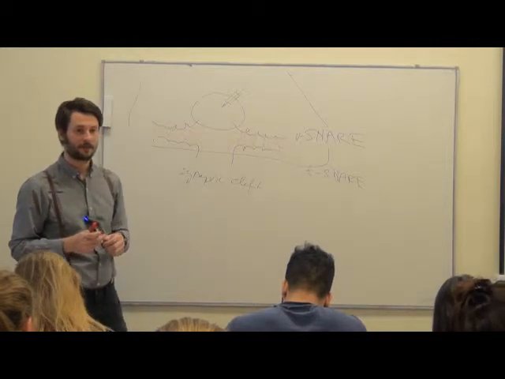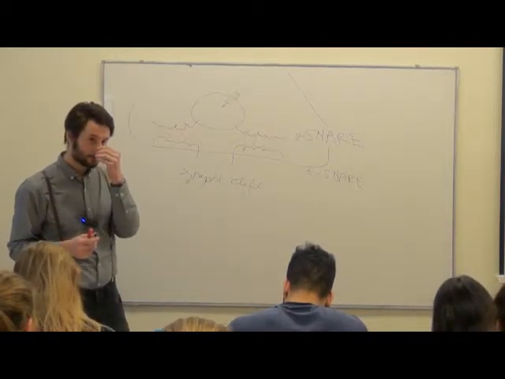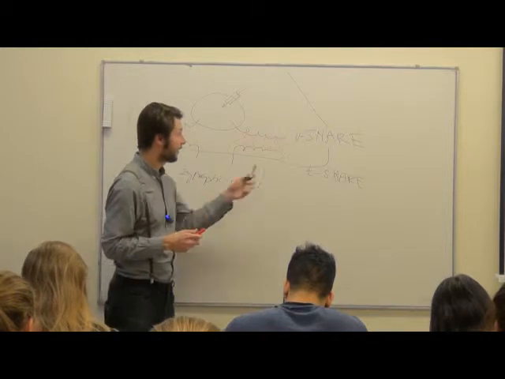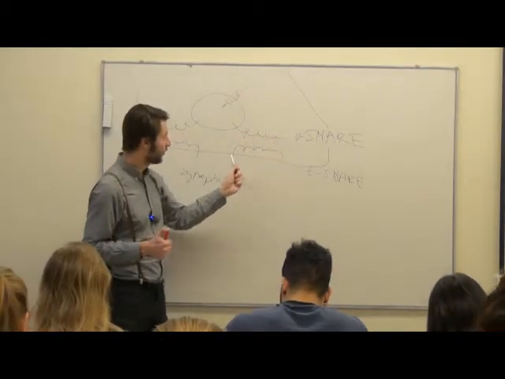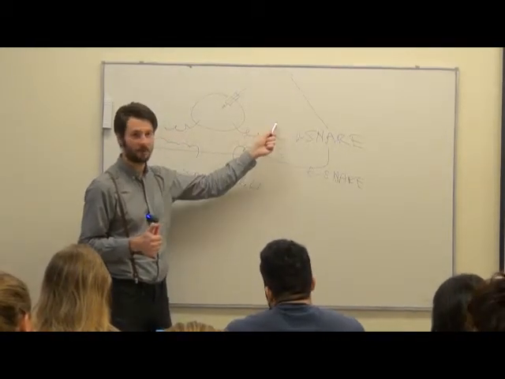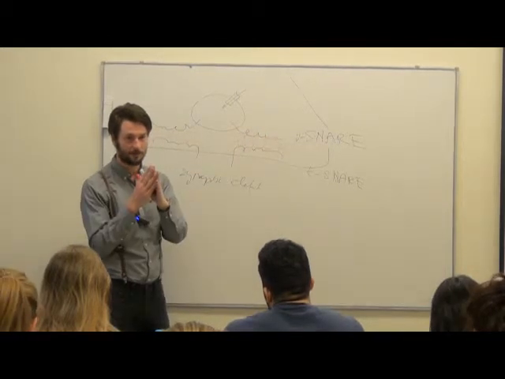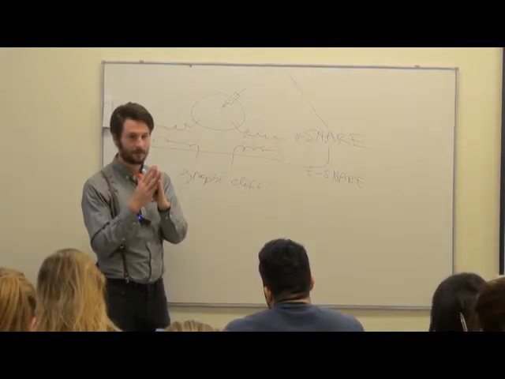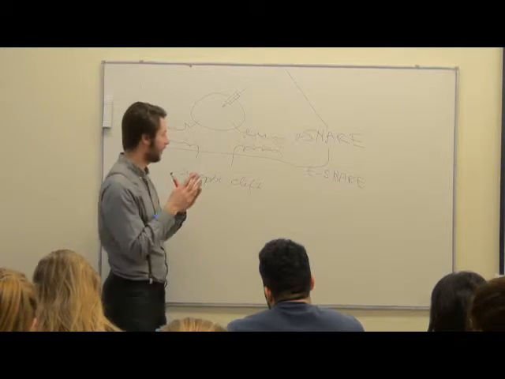But do the V-SNARE and the T-SNARE come together? Yes. So we have 2 T-SNAREs, this one, and we have 1 V-SNARE, and they all come together. Oh, so the red one also is a T-SNARE? Yes, because it's on the target membrane.